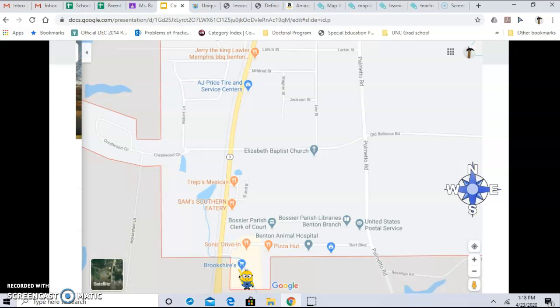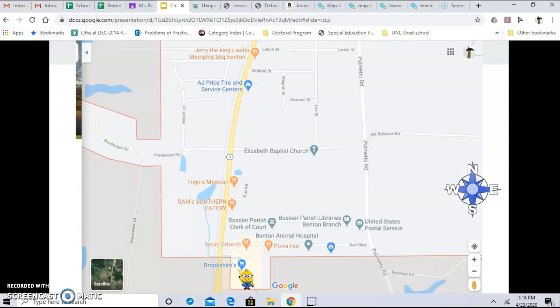All right, so right here, underneath this gray thing that's in our way, right here where we have our little guy, we have Brookshires, okay? And if we look at that, Brookshires is on the south of this map. So Brookshires is in the south part of Benton. If you go further south, you're going to hit the middle school. Which isn't that much further south than Brookshires. They're pretty close to each other. But the middle school is south of Brookshires.